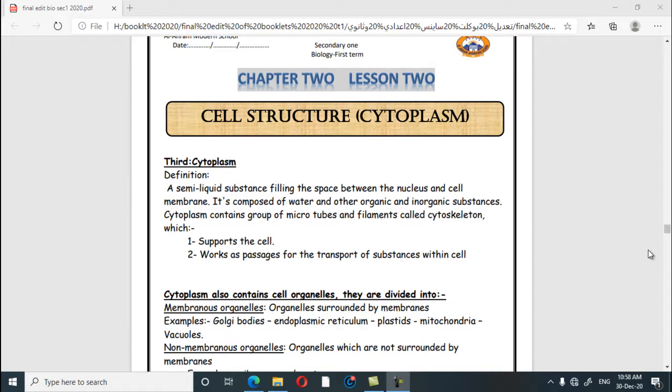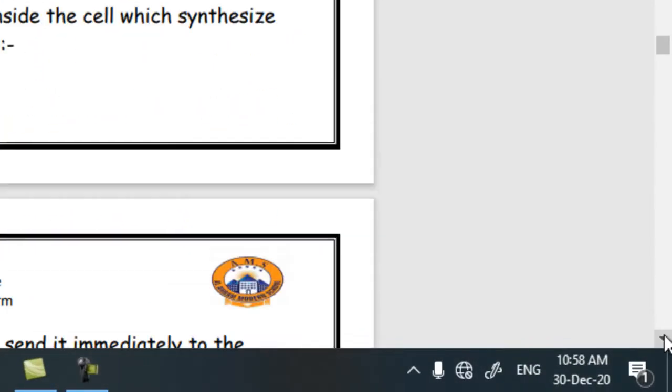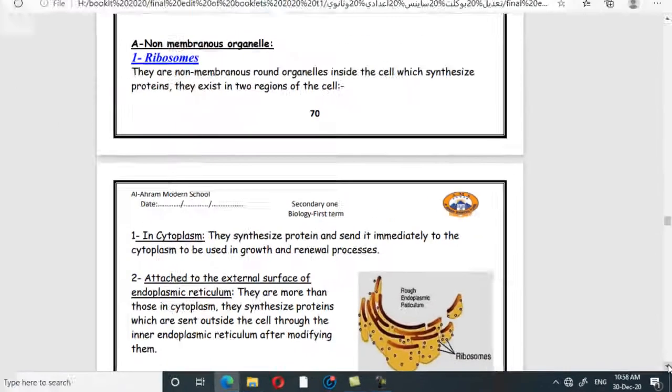So what is the difference between membranous and non-membranous? Membranous organelles contain an envelope or a membrane, and the non-membranous organelles are like the ribosome and the centrosome. There are only two non-membranous organelles, ribosome and centrosome. Let's start with the non-membranous organelles, ribosome.